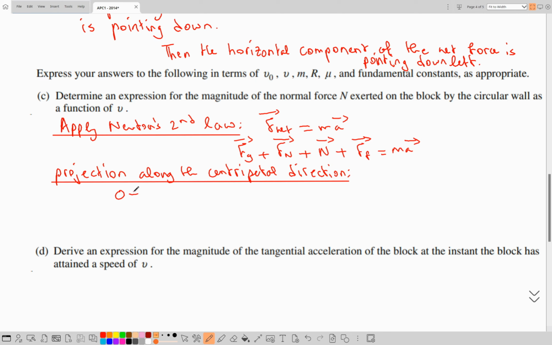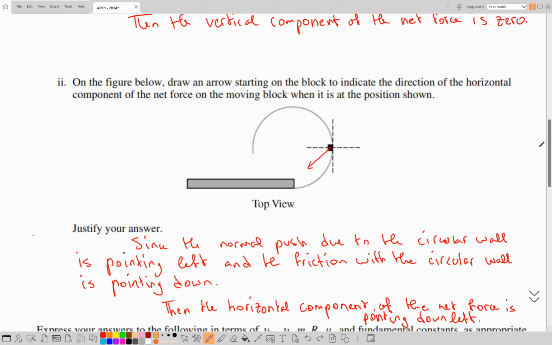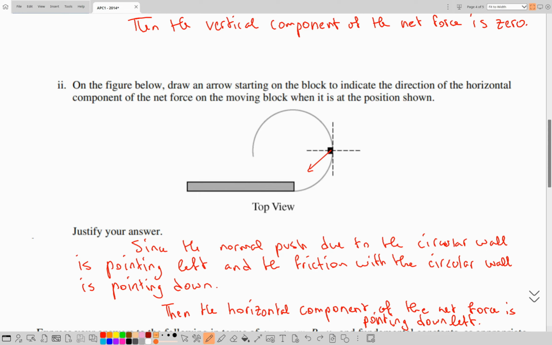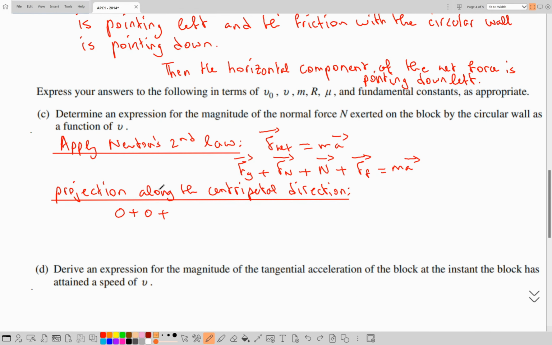So now that would be 0 plus 0 plus, now we need to identify whether N is positive or negative, because the normal push is the force which is pointing toward the center, and in the centripetal motion, the center would be the positive direction, so that would be N. Friction is down, it's tangential, it's not along the centripetal, so that would be 0, which is equal to ma along the centripetal. So basically the normal push would be equal to mv squared divided by the radius of the circle track, which is r. So that would be the expression of the normal push.